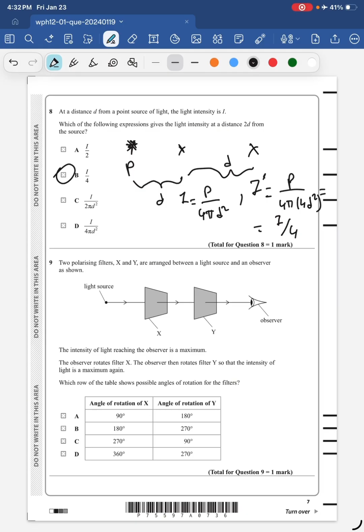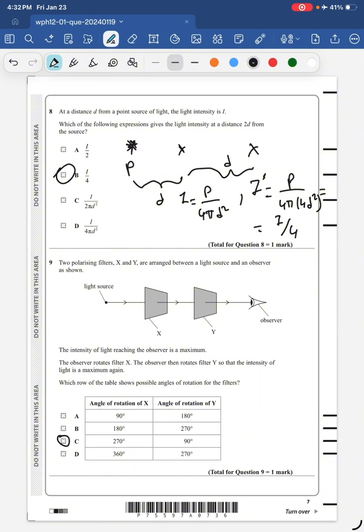But in option C, the difference between the angles is 180 degrees, which means that we are practically bringing back the maximum that we had in the beginning, right? So the answer is C, okay?